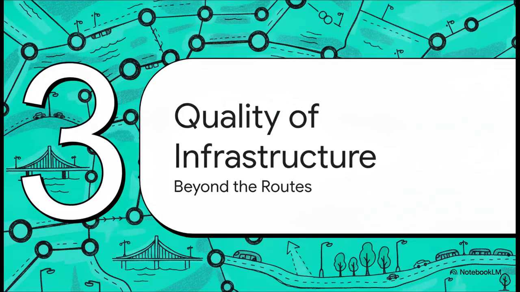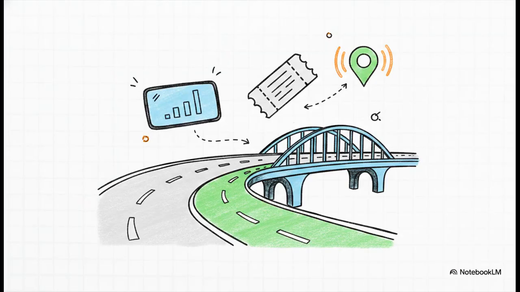with their city. Which brings us to Section 3, quality of infrastructure, beyond the routes. So we have our dense network established, right? But now the narrative shifts. It's no longer just about where we can go, but how well we can get there. A dense network is really only as good as the physical infrastructure built on top of it.